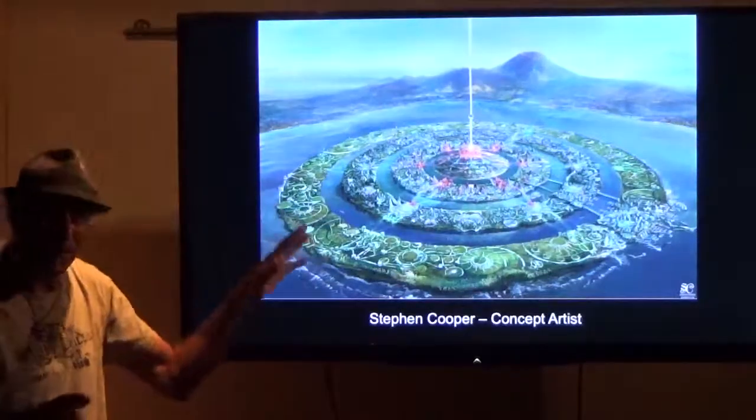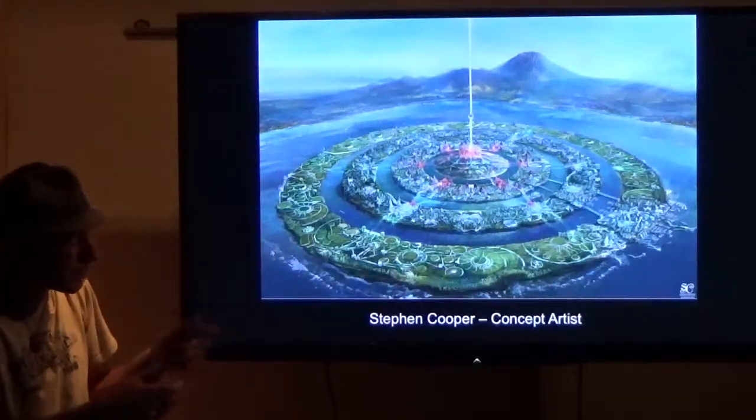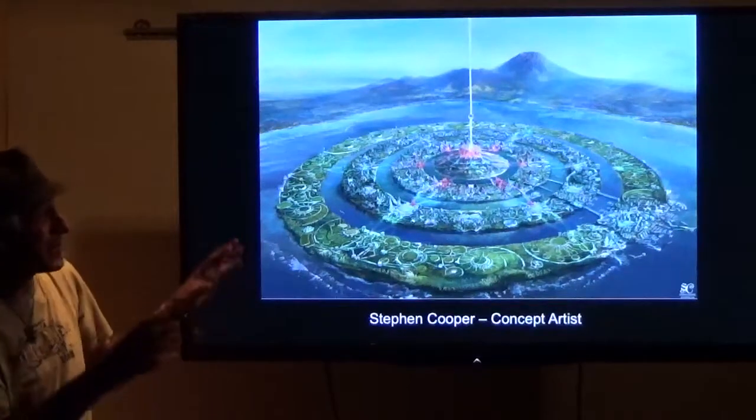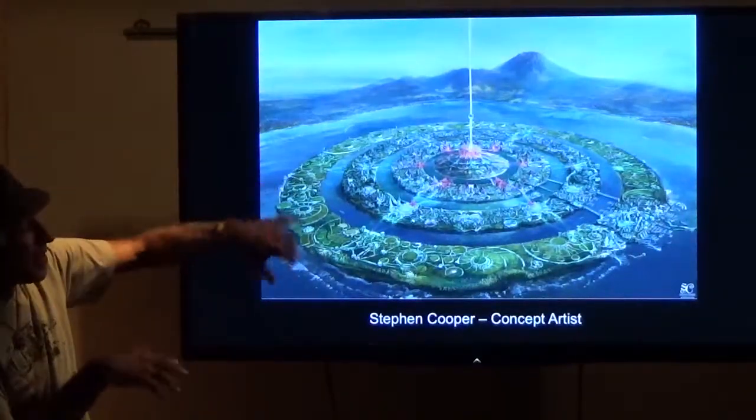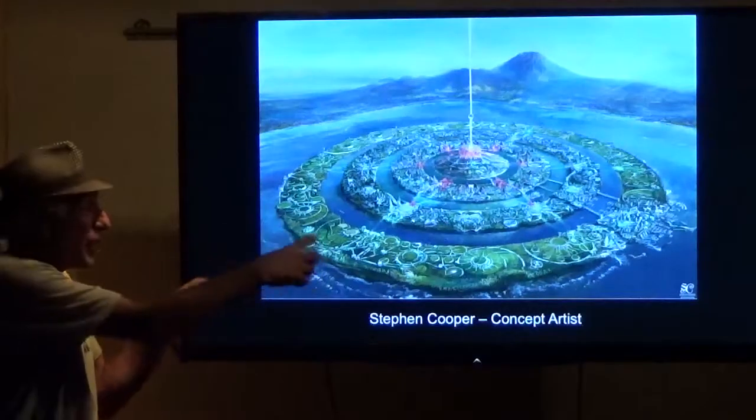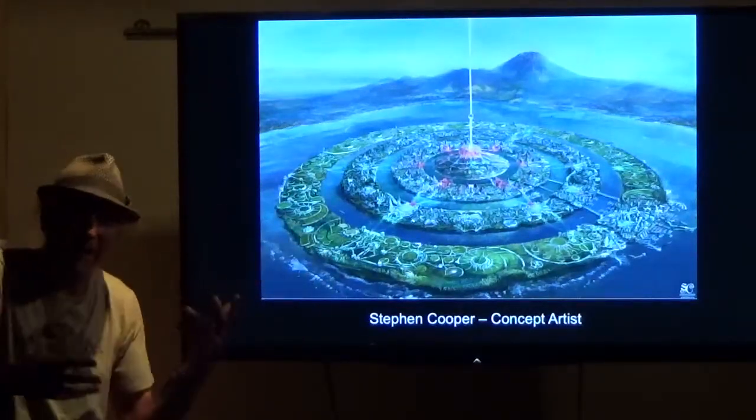And I'm going to end my images with this conceptual thing I just came across, the idea that this was ancient Atlantis. But you see these circular rings with beautiful architecture and water all integrated into it.